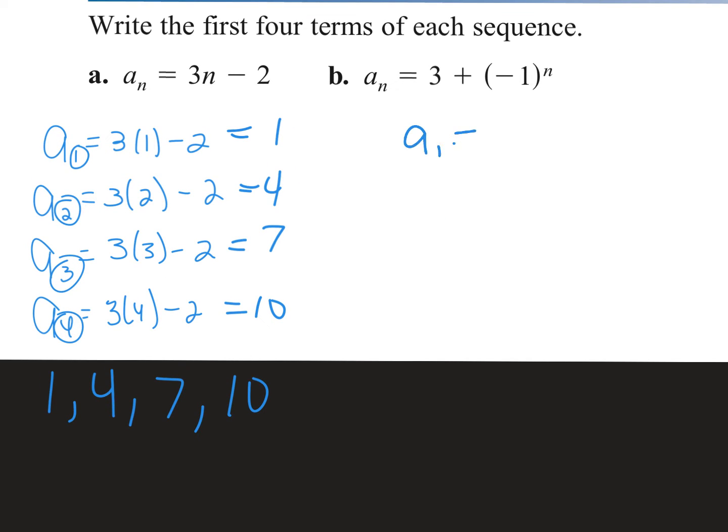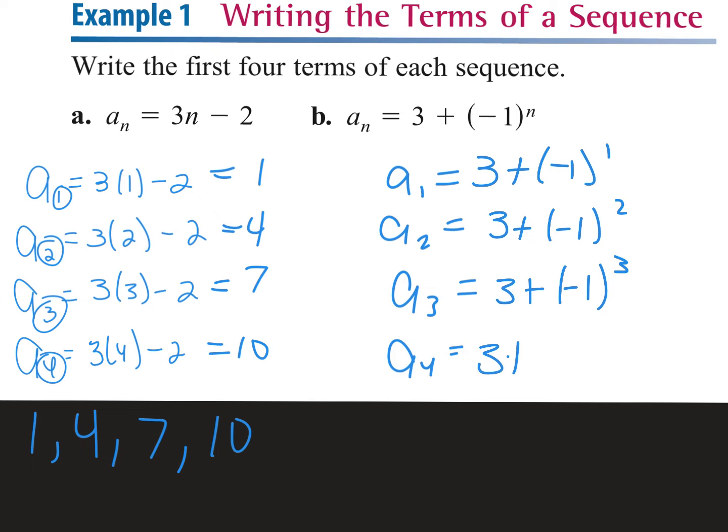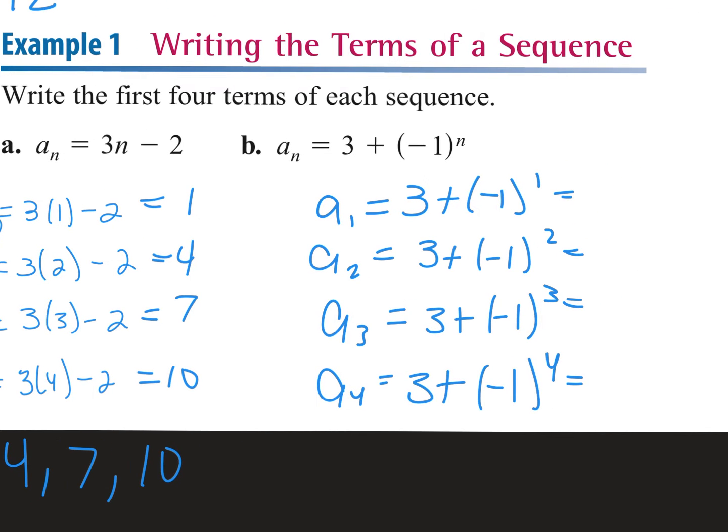So a sub 1 means I plug in 1, a sub 2, a sub 3, and a sub 4. When I plug in 1, I have 3 plus negative 1 to the first power, 3 plus negative 1 to the second power, 3 plus negative 1 to the third power, 3 plus negative 1 to the fourth power, right? We evaluate this, guys. It's a little different. Negative 1, we evaluate that first. What's negative 1 to the first power?